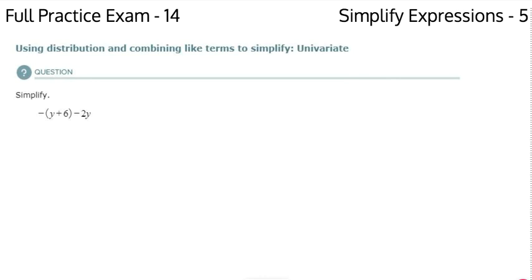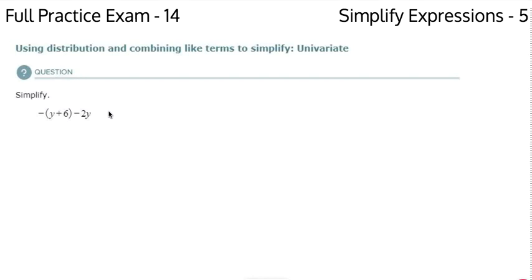Simplify expressions number 5. We're going to use the distributive property and combining like terms. Again, we're just following the order of operations till we can't do anything else. Now, a few things to make a note of. Always handle your subtraction, turn that into addition, do your additive inverse first.